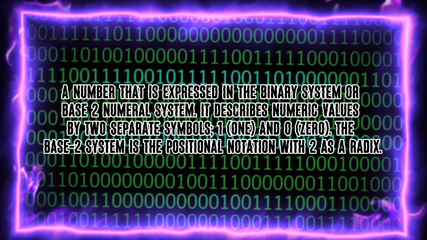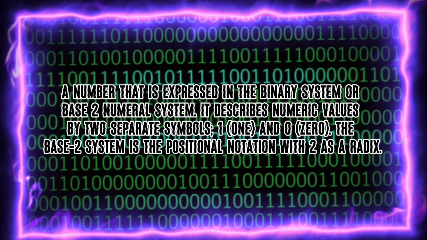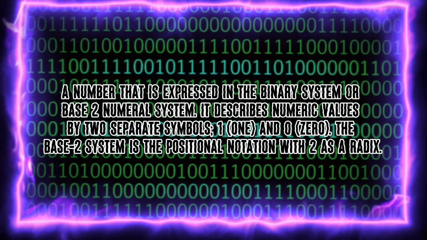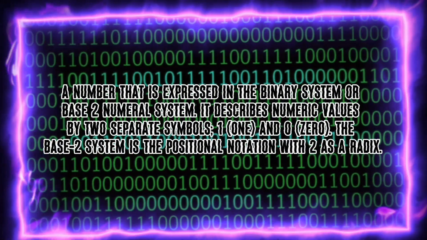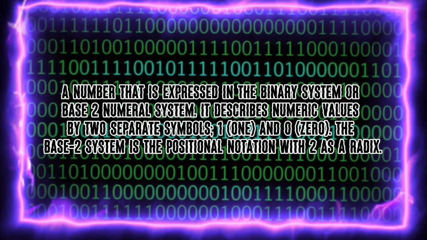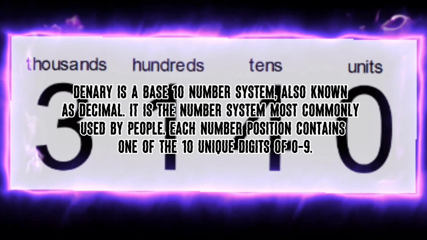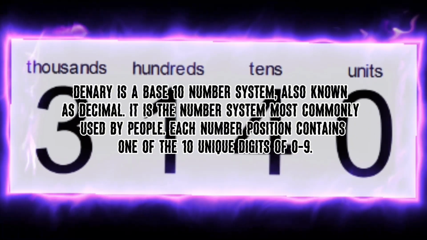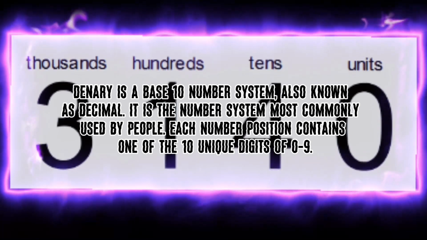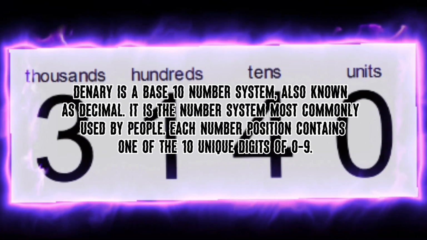A binary number is a number that is expressed in a binary system or base 2 numeral system. It describes numeric values by two separate symbols, 1 and 0. The base 2 system is the positional notation with 2 as a radix. Denary is a base 10 number system, also known as decimal. It is the number system most commonly used by people. Each number position contains one of the 10 unique digits of 0 to 9.